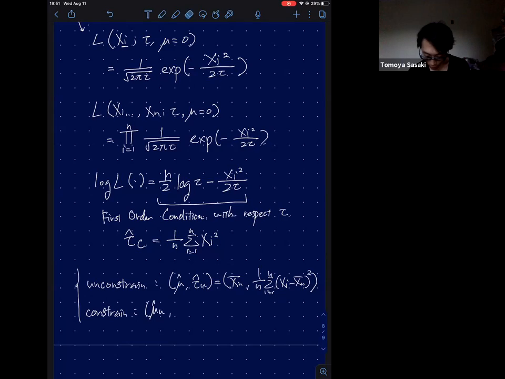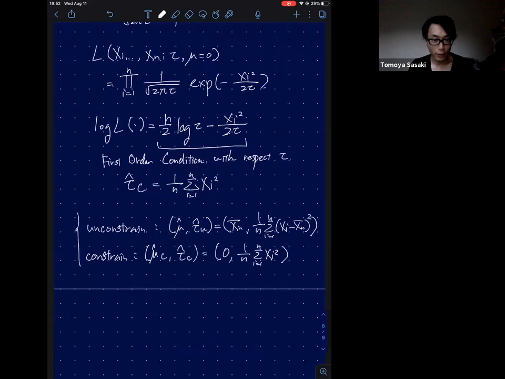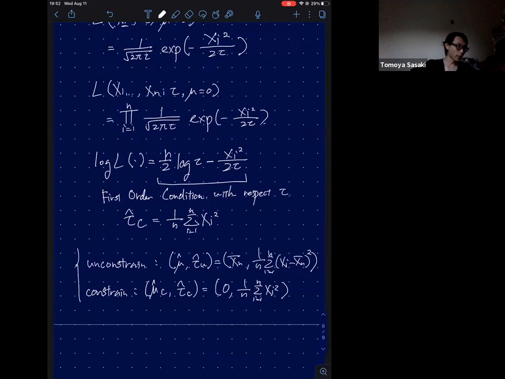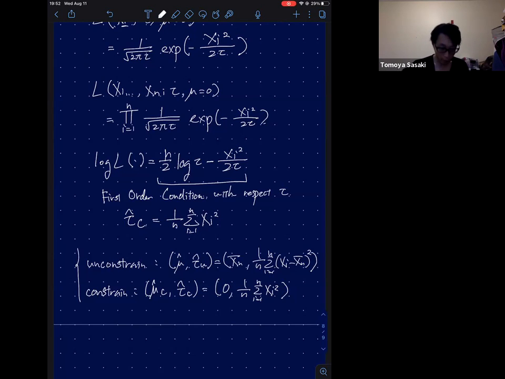And for the constrained model, of course, we know that mu is equal to 0 because that's our assumption. And if so, the variance is going to be this. Okay. Do you have any question so far about this construction, or the likelihood, or the estimate we get? No? Okay. All right. Then let's go to question D.